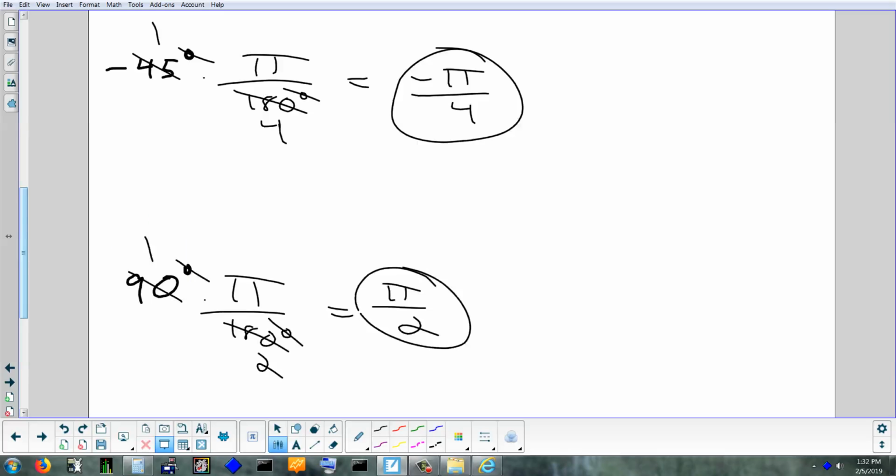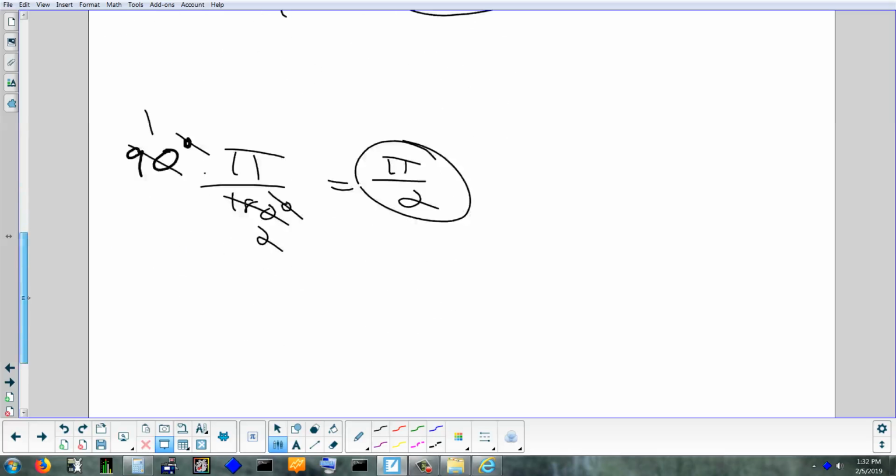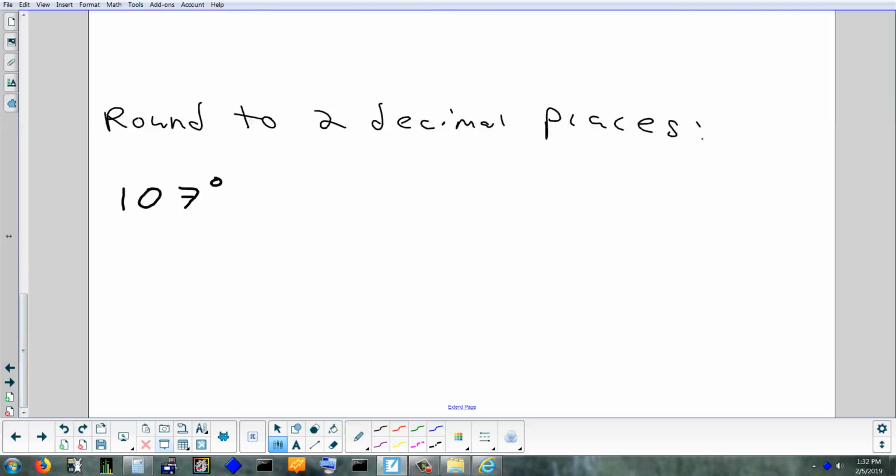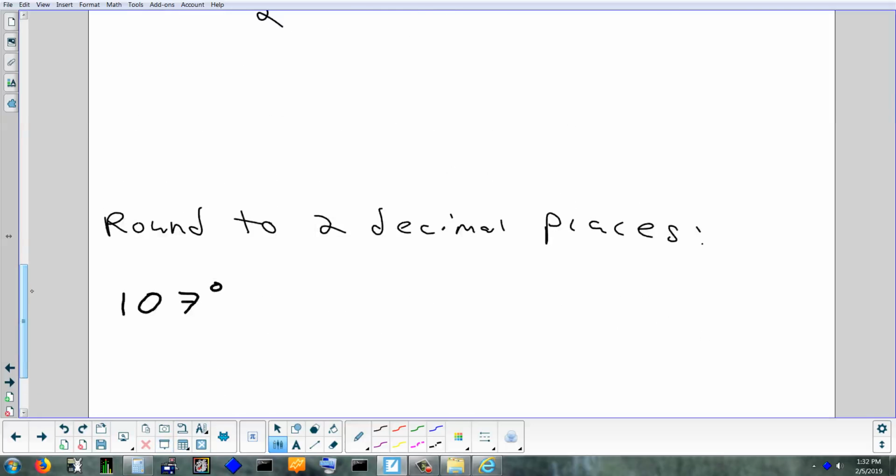Okay, so every one we've done up until now, these are all what we call exact answers. We didn't round anything off. Okay? This one, 107 degrees. It's just a random number. It's not a multiple of 30. It's not a multiple of 45. So usually on a problem like that, they're going to tell us to round to 2 decimal places. So you do it exactly the same way. The only difference is, last step, type it all into your calculator.